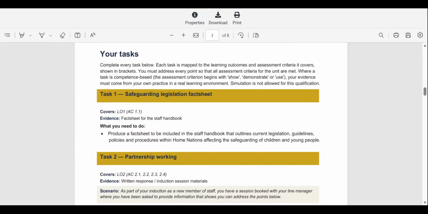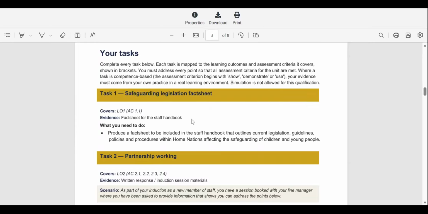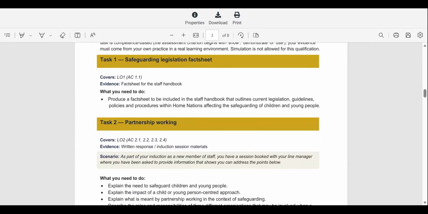So you would put this heading, task 1, safeguarding legislation fact sheet, okay? That covers learning outcome 1, AC 1.1, okay? Evidence is a fact sheet for the staff handbook. So you need to produce a fact sheet to be included in the staff handbook that outlines current legislation, guidelines, policies and procedures within the home nations affecting the safeguarding of children and young people.